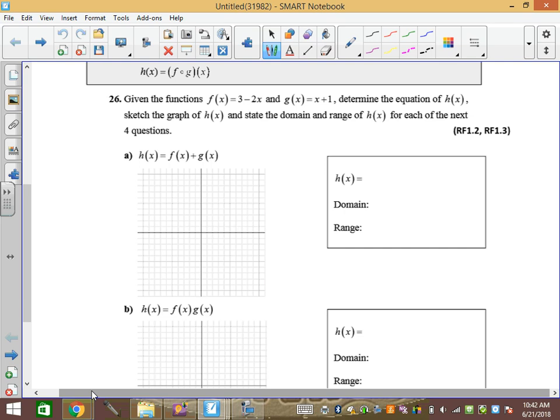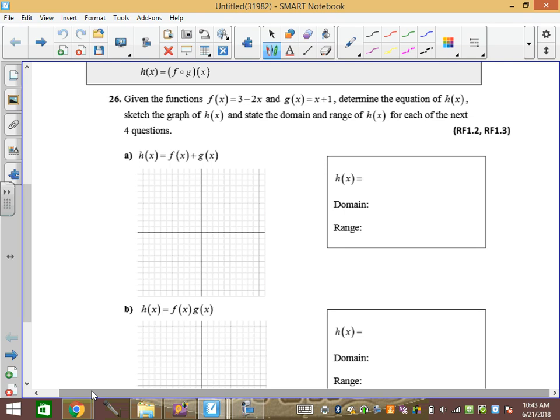So given the functions f of x equals 3 minus 2x and g of x equals x plus 1, determine the equation of h of x. Sketch the graph of h of x and state the domain and range of h of x for each of the next 4 questions.